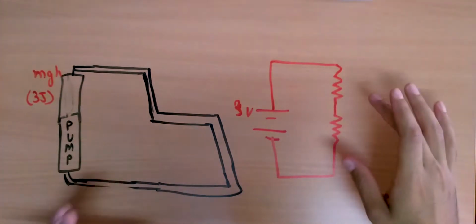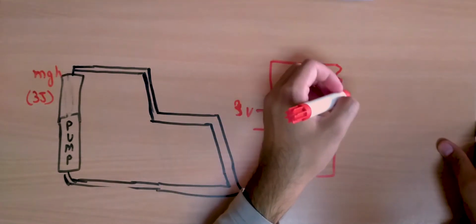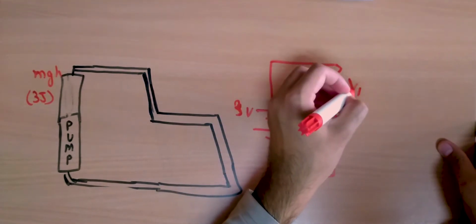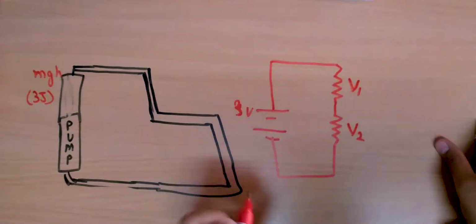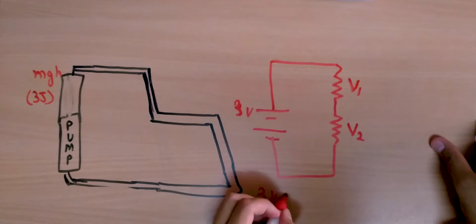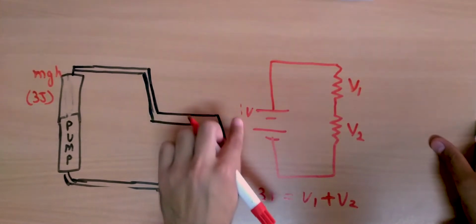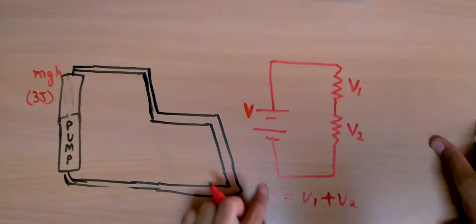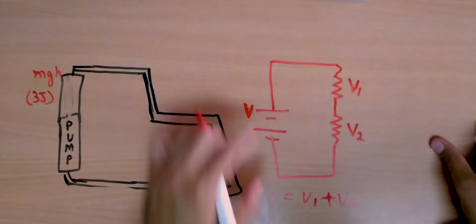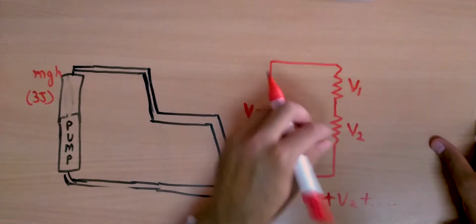But the basic idea here is that, let's say the potential drop across this resistor is V1, and the potential drop across this resistor is V2. Then we can say that 3 volts equals V1 plus V2, or if we just call it V, the voltage of the battery, then V equals the potential drops, and it can continue further if you have more resistors.